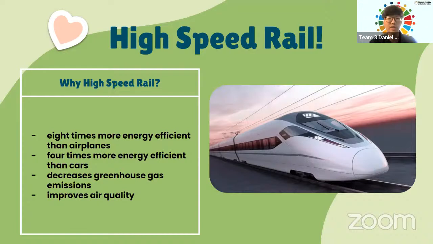The first reason is because it's 8 times more energy efficient than airplanes, and it's also 4 times more energy efficient than cars. What this means is that it decreases the amount of energy that you use per person, and it ends up decreasing greenhouse gas emissions, even if it uses fossil fuels. That's why in the long run, if we all develop high-speed rail and replace airplanes and cars, then we can improve the air quality and lower carbon emissions in the air.